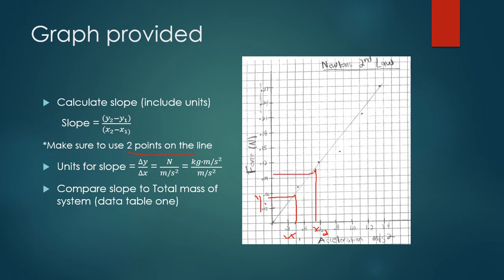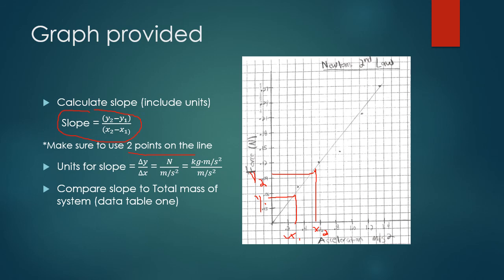Then you can plug those into the slope equation, which I have rewritten again here, making sure to put the y values on the top and the x values on the bottom. Make sure that you calculate it all the way out. Do not leave it in a fraction form, because the slope is actually what we're using to calculate the mass. And we're going to take that slope in kilograms and compare it to the total mass of the system that we were given in data table 1.